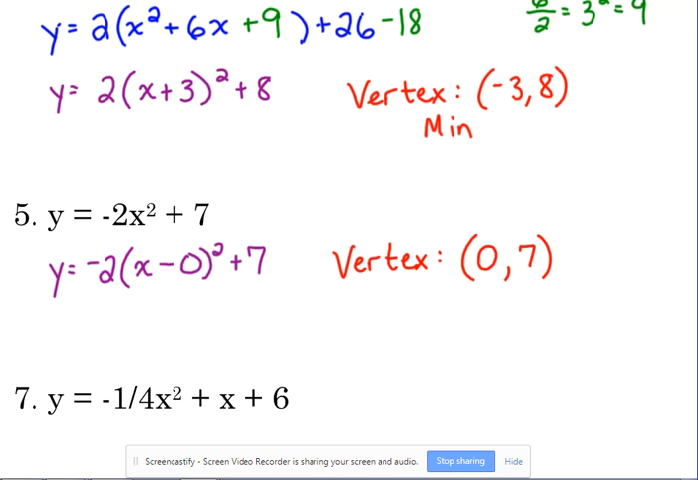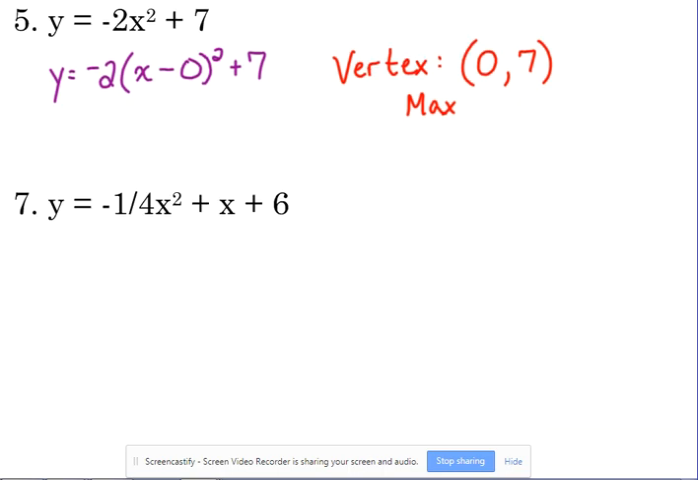Yes, that's the same as the y-intercept. Some parabolas have a vertex on the y-axis. Is it a maximum or minimum? Max, because A is negative. Okay, so we didn't actually have to do the process on number 5, but I wanted to show you how you can still pick out the vertex.